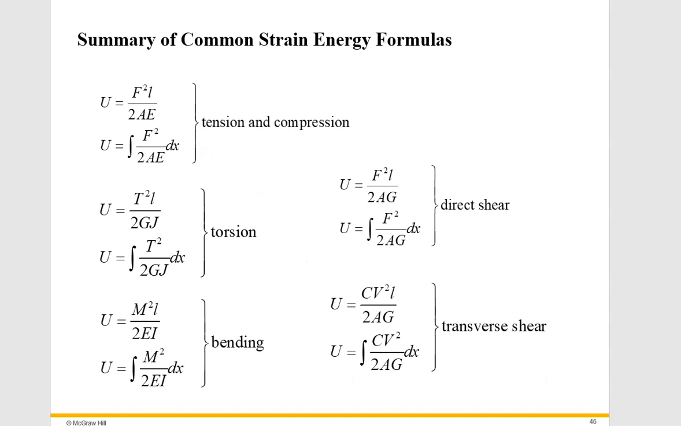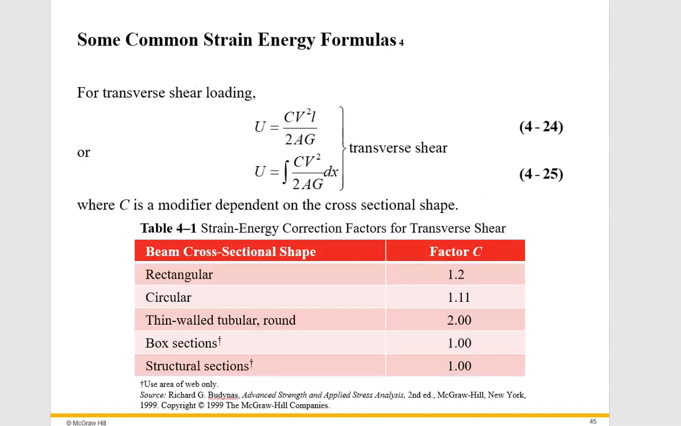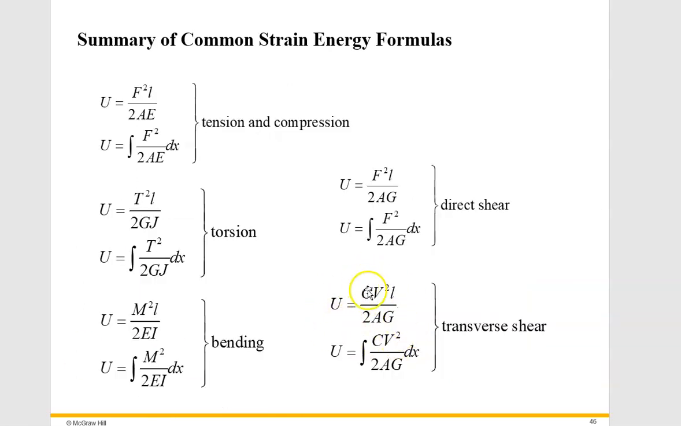And so I'm going to skip over here to some common strain energy formulas. We have axial, torsion, direct shear, transverse shear, and bending, right? And then the other thing that I wanted to highlight here: when we are dealing with transverse shear, we have a cross-sectional correction factor that we can consider, depending on the cross-section of the object, and that would just go into the C value here for transverse shear.